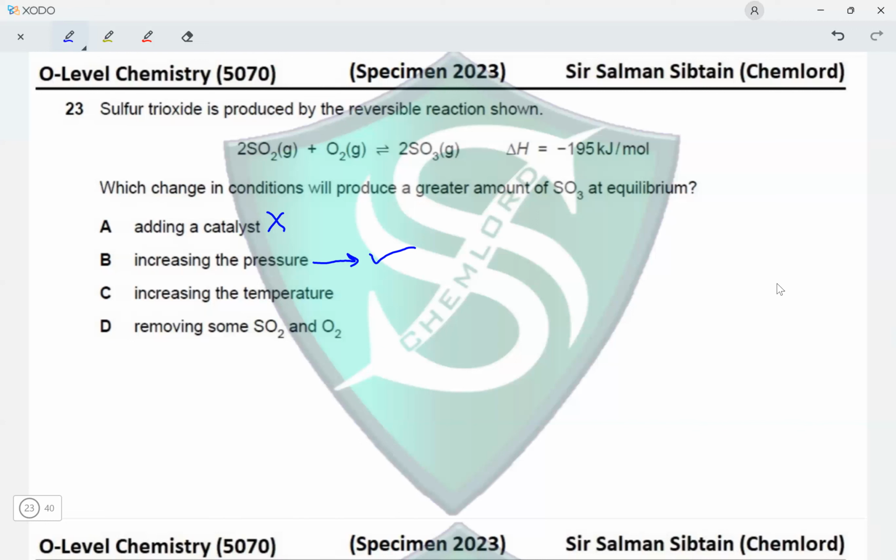Option C, increasing the temperature. Increase in temperature favors the endothermic side of the reaction. Since this reaction is exothermic, an increase in temperature will shift the equilibrium in the backward direction, which would decrease the amount of SO3 present at equilibrium.